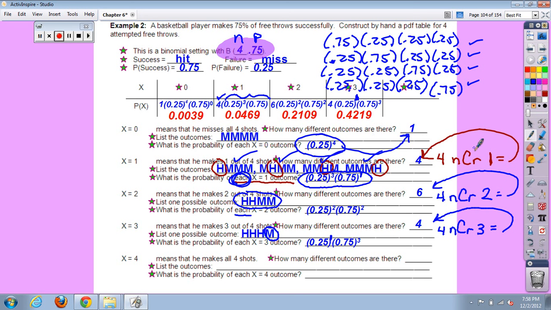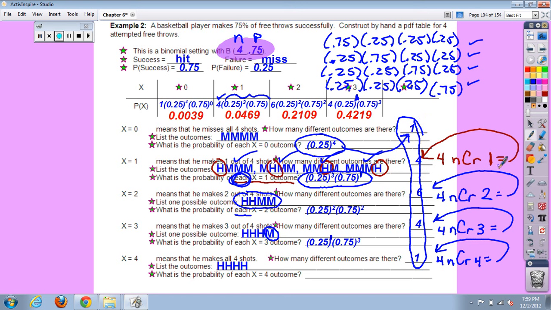And last but not least, for our 4 ways of making 4 shots, there's only one way that's going to happen, and that's if he makes all 4 of them. So even if you typed in 4 combination 4, you're just going to end up with the obvious 1. You will notice the pattern of numbers here: before we had 1, 3, 3, 1. Now we have 1, 4, 6, 4, 1.